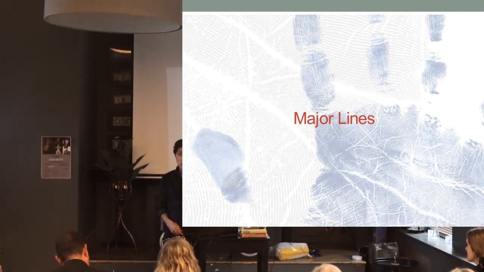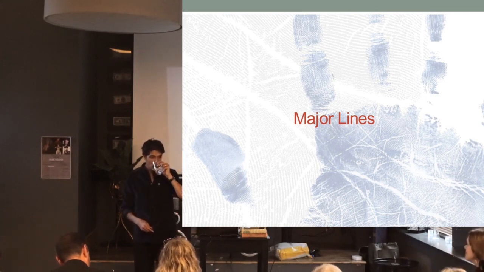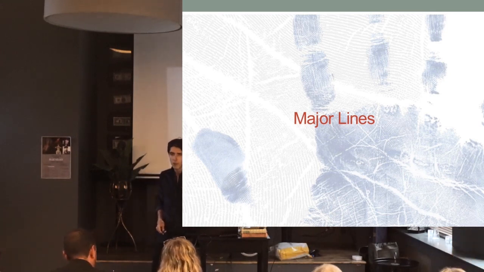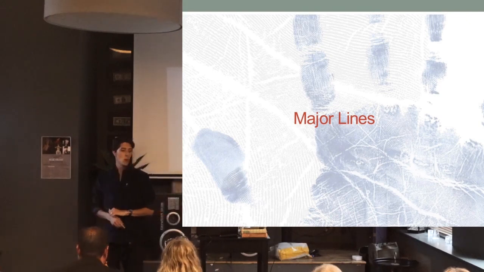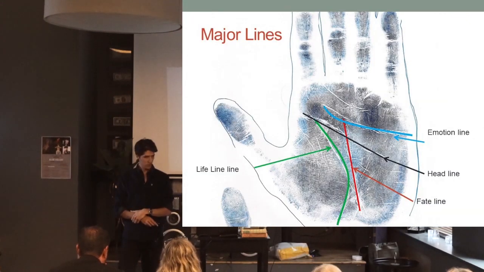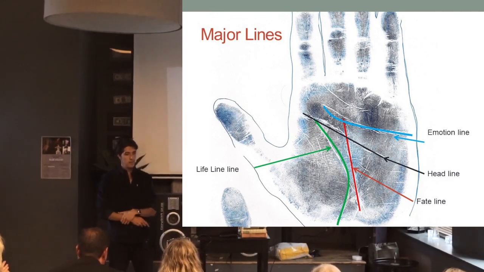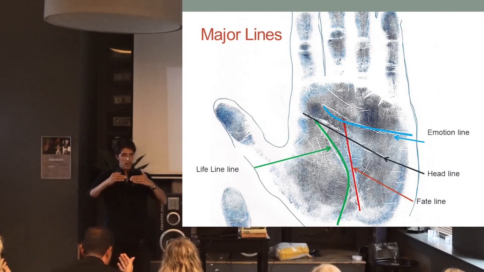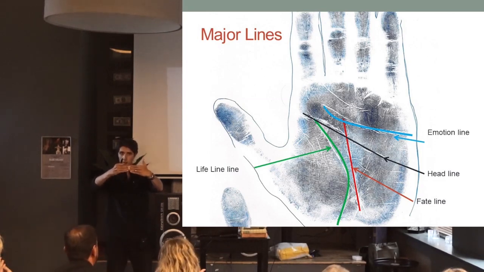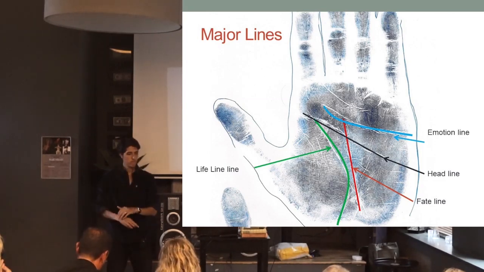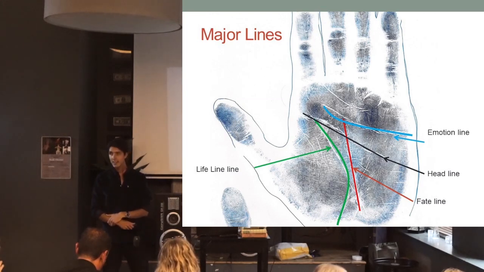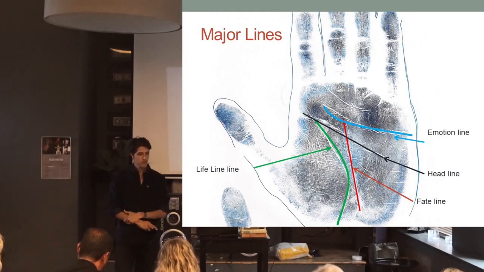Okay, so major lines. Everybody's probably heard of these quite a lot. What you've got is the lifeline, which is the one that a lot of people will come to me and be worried about. That's the one that runs around the ball of the thumb. You've got the emotion line, which is the most distal line on the hand. So this is the one that runs just underneath the fingers. You've got the headline, which is the proximal transverse crease, which runs along the hand that way.